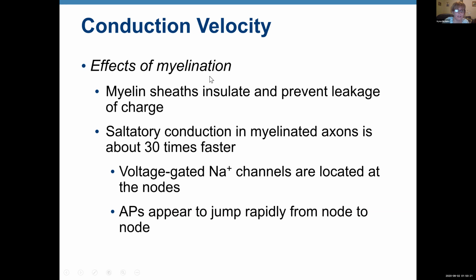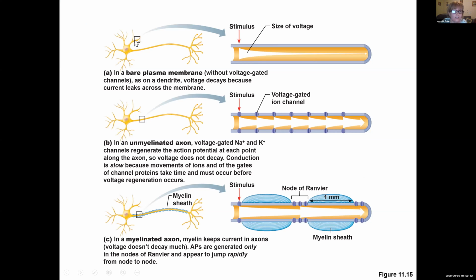So here's the effect of myelination. As I told you, when we have myelinated axons, we call it saltatory conduction, and it's about 30 times faster than in non-myelinated axons. So let's look at the diagram. First we see dendrites. Dendrites only generate graded potential. Here is the stimulus, and this shows our electrical current, and you see it decreases with the distance.